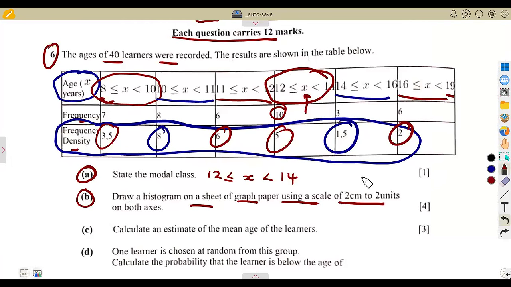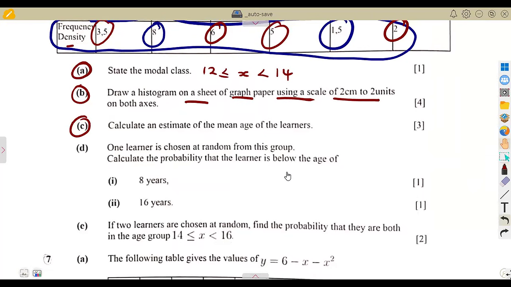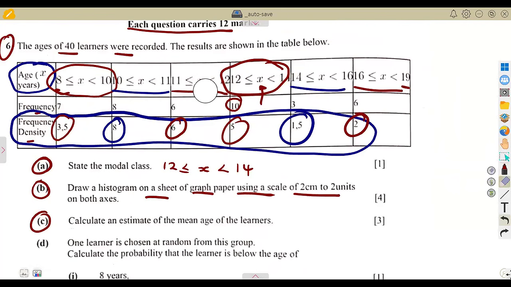Let's move on to another part. So this question, we are not even asked to use the graph. It's a question on its own. Calculate an estimate of the mean. It has nothing to do with the graph. You are back to the table.